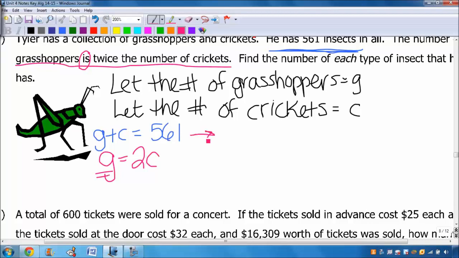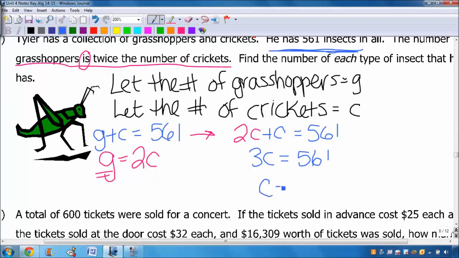So in this equation right here, instead of G, I'm going to replace it with 2C. Okay, so it becomes 2C plus C equals 561. Remember, the whole point of substitution is to only have one variable. So combine your like terms, you get 3C equals 561. Divide both sides by 3, and you end up getting C equals 187. Okay, so the number of crickets, you know, is 187.